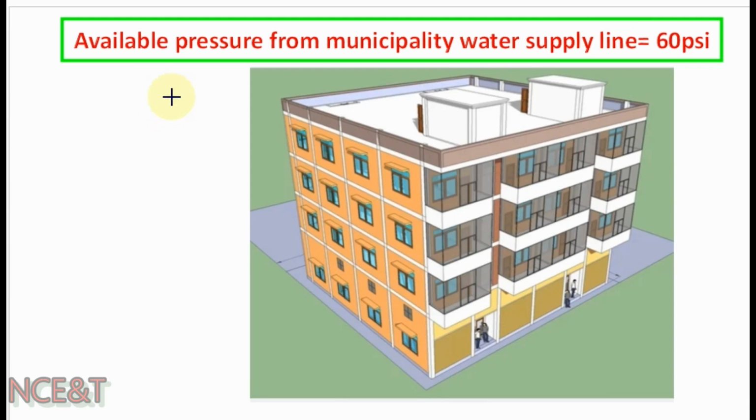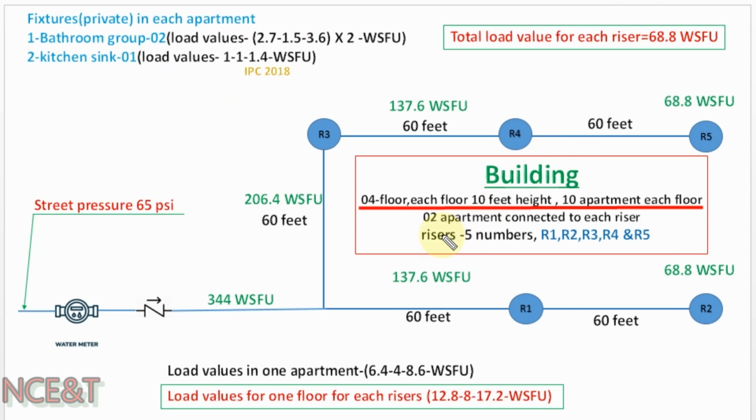We have available pressure from the municipality water supply line equal to 60 psi, and we will design the domestic water supply system for a 4-story building. We will do our design study for a building having 4 floors, each floor height 10 feet, and each floor having 10 apartments. This building has 5 water supply risers R1, R2, R3, R4, R5, and each riser is supplying water to 2 apartments on each floor.